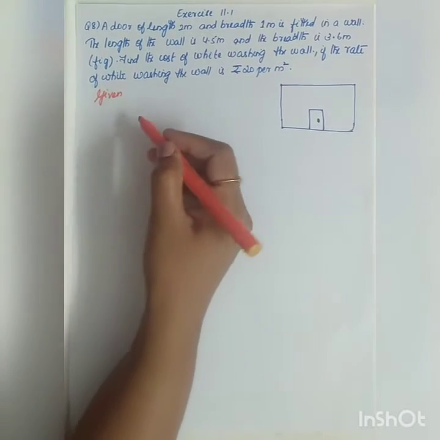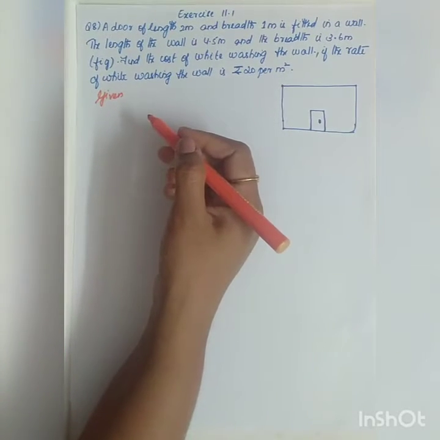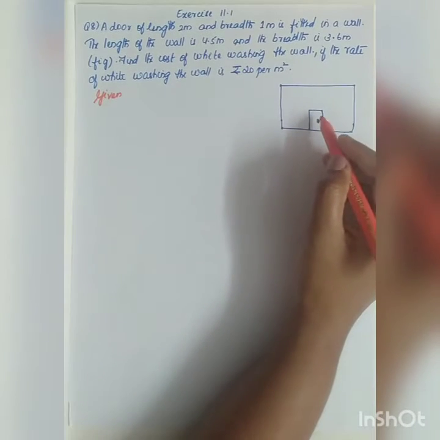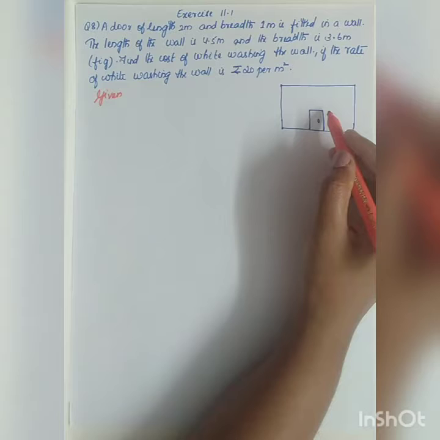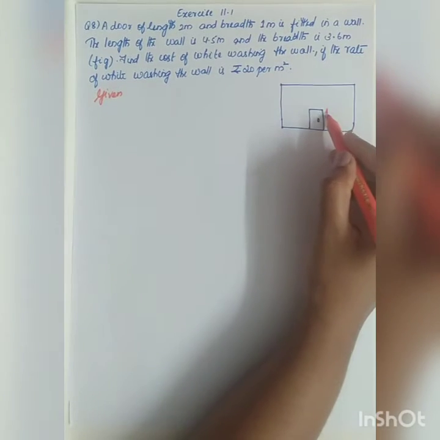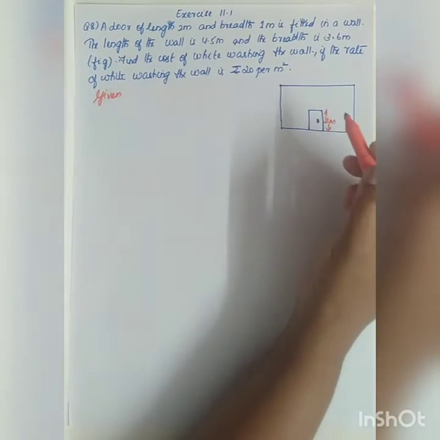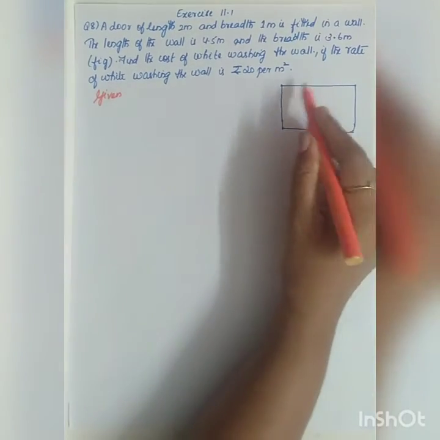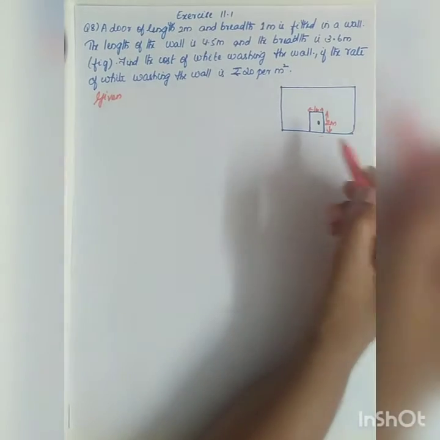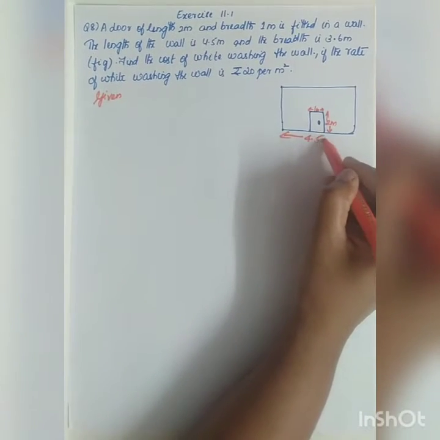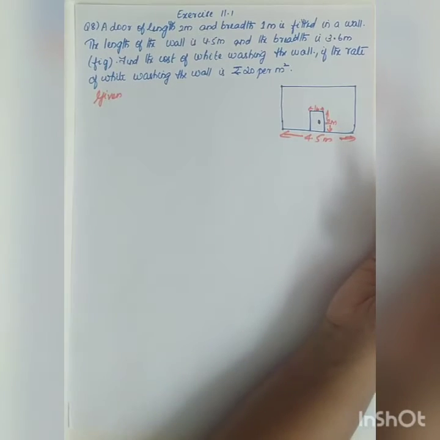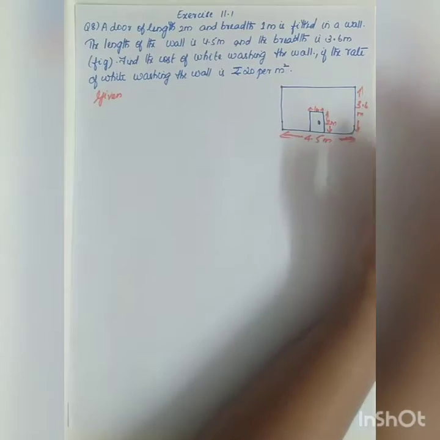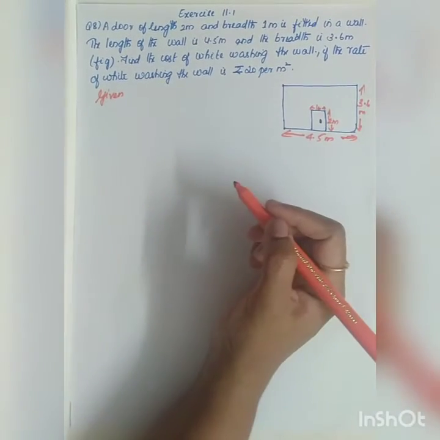Given the door of length 2 meter and breadth 1 meter. So you have a wall and a door given, right? So the length of the door is equal to 2 meter. The breadth of the door is equal to 1 meter, fitted in a wall. The length of the wall is also given. It is equal to 4.5 meter, right? And the breadth is also given, 3.6 meter.